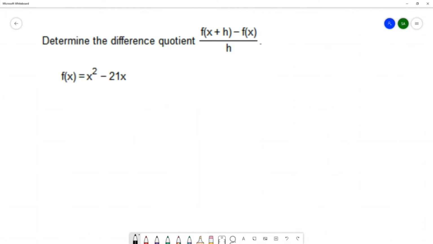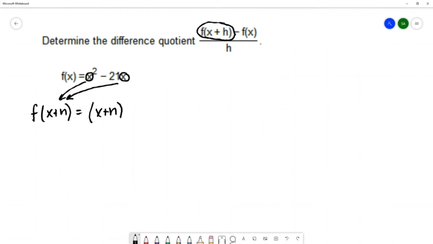So to calculate the difference quotient, I'm going to do it in stages. I'm going to start with this part right here, which is f of x plus h. And to calculate f of x plus h, we want to change every x in our function to x plus h. So if we do that, we would have x plus h squared minus 21 times x plus h.